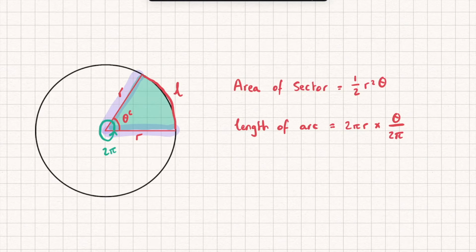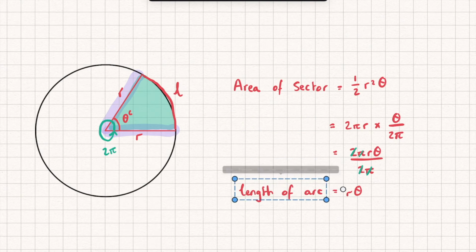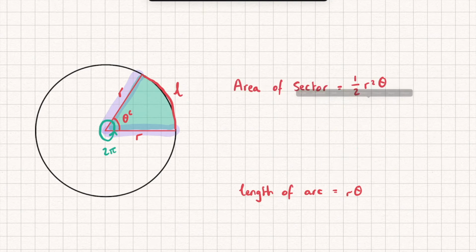Now let's again see if this simplifies. Well, it's going to be 2 times pi times the radius times theta, all over 2 pi. And you can see these 2's cancel out, and so do these pi's, and so actually I get left with a really nice formula. It's just r times theta, so the radius times by theta. And that's going to give us the length of our arc, so I'll get rid of this working out too.